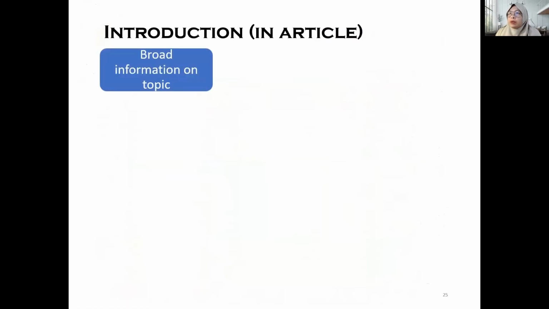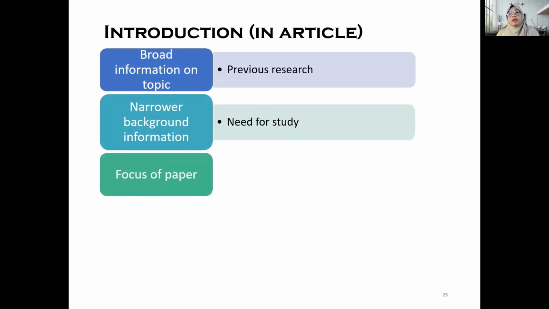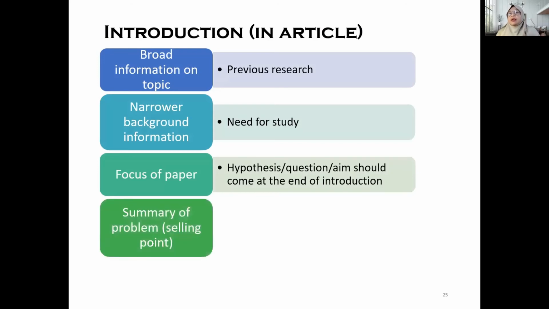So we recap what should be in the introduction. So this is the recap of the content of the introduction. We start with broad information on the topic, that is, we discuss the previous research. Then narrower background information, that is the need for the study. Then the focus of the paper, that is, we state our hypothesis or question or aim, which should come at the end of the introduction. And then a summary of the problem, that is the selling point.